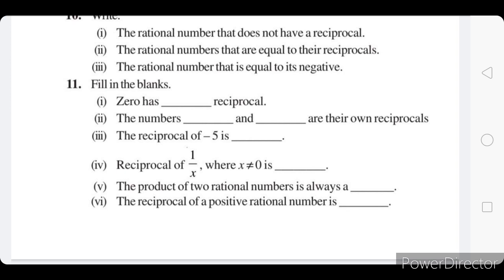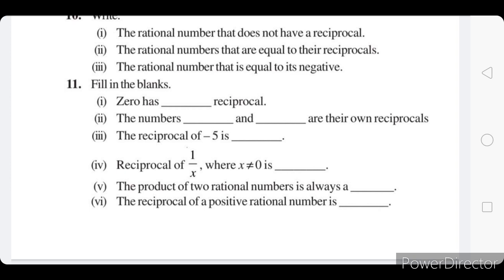The reciprocal of minus 5 is minus 1 upon 5, and the reciprocal of 1 upon x is x upon 1, that is x only. The product of two rational numbers is always a rational number, and the reciprocal of a positive rational number is a positive rational number, because in reciprocal sign does not change. In additive inverse sign changes, but not in multiplicative inverse, and you know multiplicative inverse and reciprocal are one and the same thing. So here our 1.1 exercise completes.